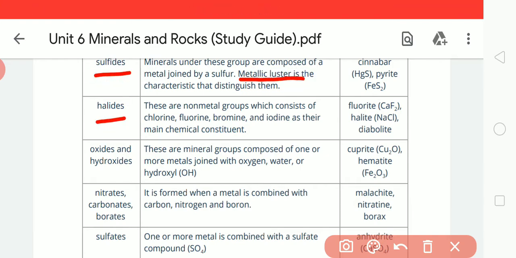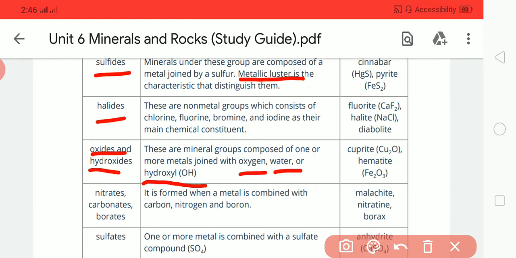Next one is halides. So these are nonmetals which consist of chlorine, fluorine, bromine, and iodine as their main chemical constituent. So we have here fluorite, which is a type of mineral, halite and diabolite. Next one is oxides and hydroxides. So these are mineral groups that are composed of metals with oxygen, water, or hydroxyl group. So we have cuprite and hematite.